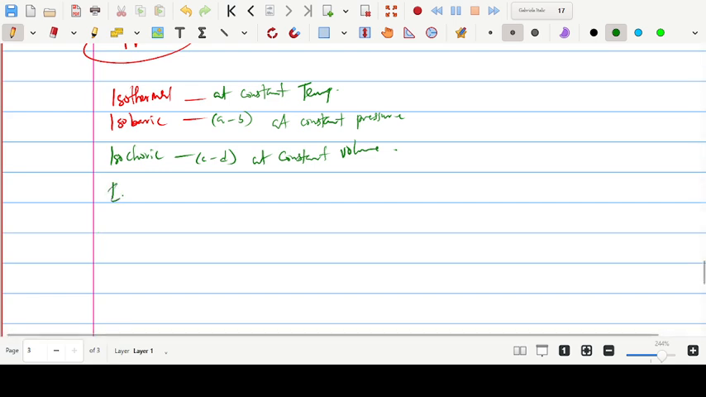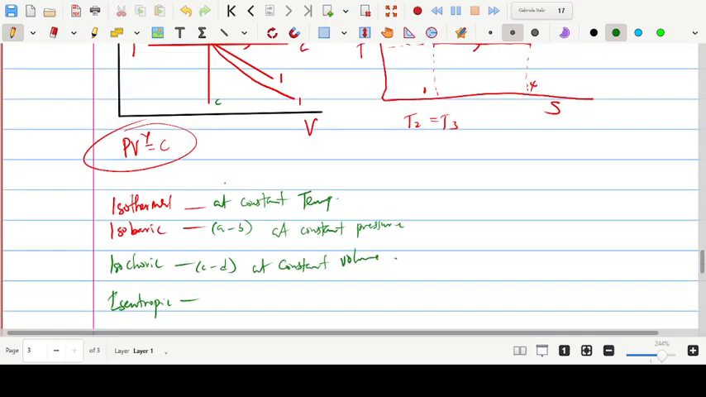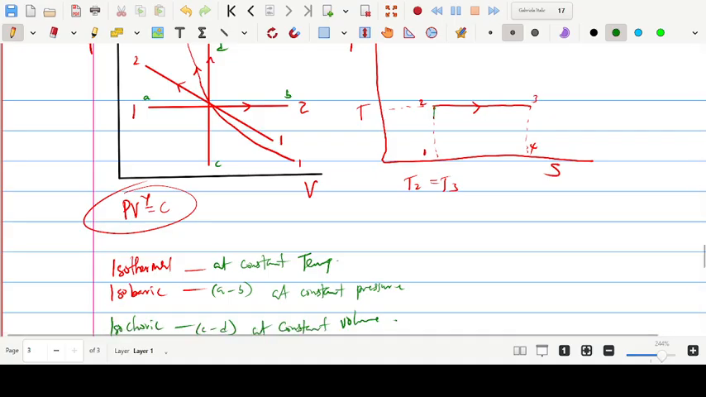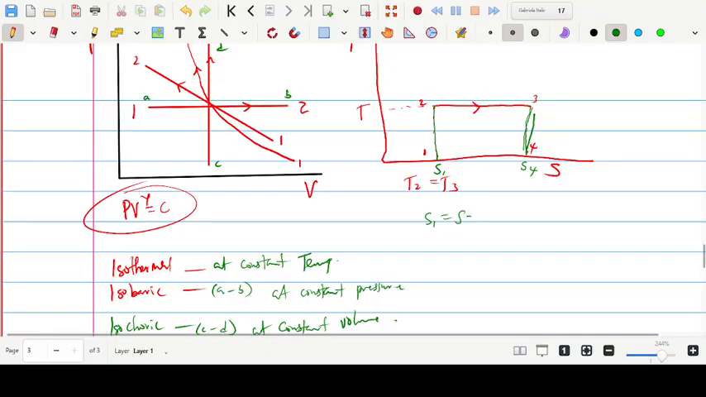So isentropic. An isentropic process means that entropy is constant. Where is entropy constant here? Let us consider this TS diagram. If you are hearing entropy, it simply means that you need the TS diagram. So don't mind my drawing, sorry. Here you can see the entropy S1, and this one is S4. Your S1 is equal to your S2, and your S4 is equal to your S3.